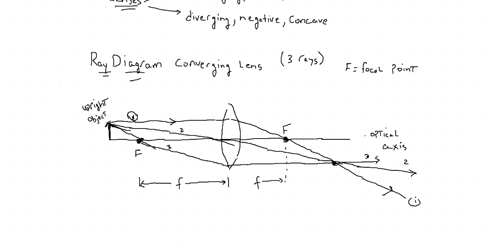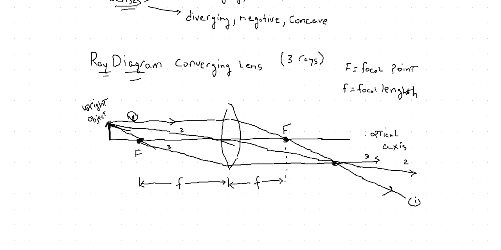I'll talk about the symmetry in a second. Little f is called the focal length. The focal length is the distance from the focal point to the center of the lens.